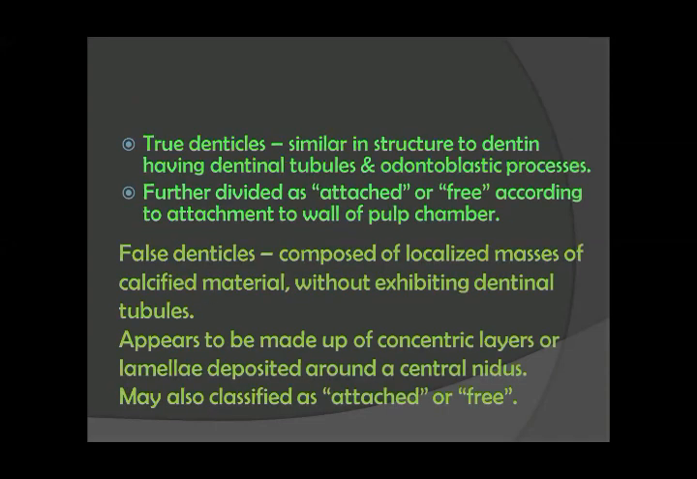True denticles are similar in structure to dentin, having dentinal tubules and odontoblastic processes. They are further divided into attached or free according to attachment to the wall of the pulp chamber. False denticles are composed of localized masses of calcified material without dentinal tubules, and appear to be made up of concentric layers of lamellae deposited around a central nidus. They may also calcify as attached or free.